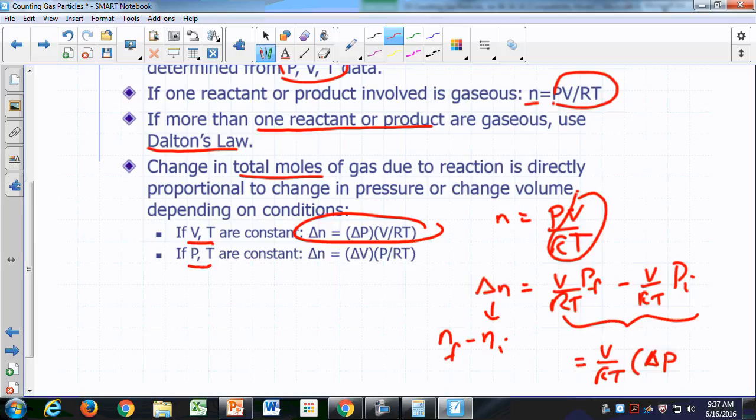Similarly, if you're letting your volume change so that the pressure remains constant, so you're keeping your pressure and temperature constant, then the change in moles will just be change in volume times P over RT. That should be fairly straightforward to show. Okay, so let's look at an example.